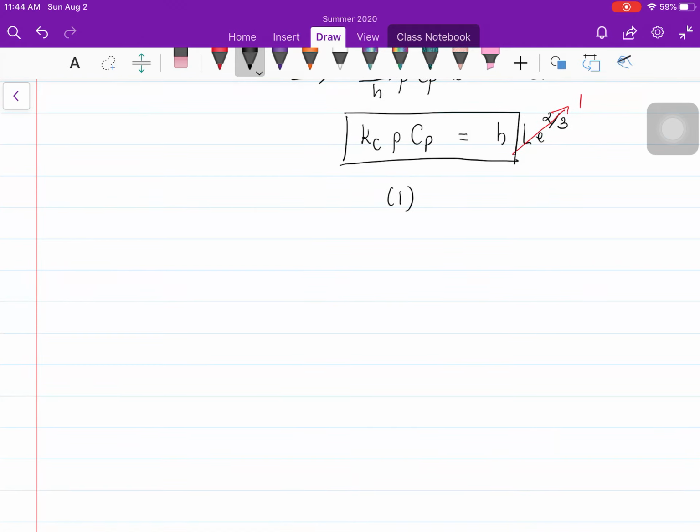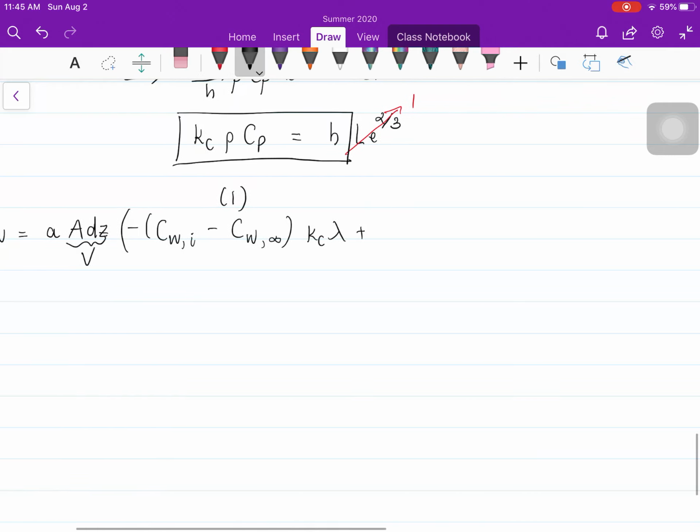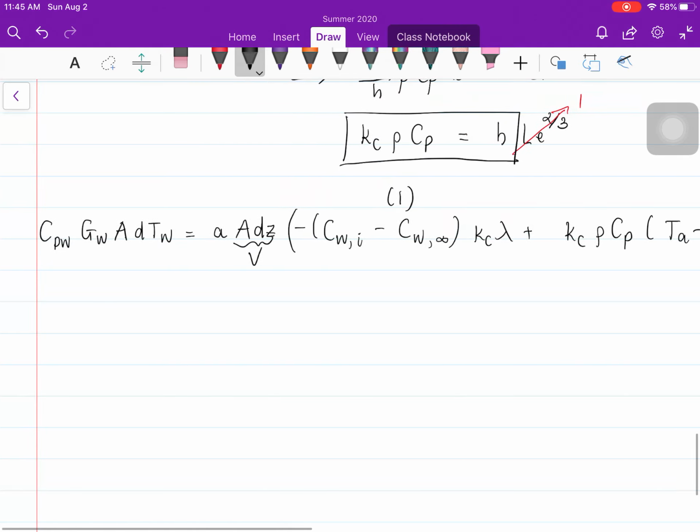So I will write the full equation one more time, where we have the heat capacity of water times the mass flow rate of water times the area times change in temperature equal to area of contact per volume A times the total volume of the cooling tower times negative difference in concentration of water at the interface minus concentration of water at infinity times Kc times lambda plus H. We have H equal to Kc times rho times Cp times difference in temperature of air minus temperature of water. And yeah, that's it for this question.